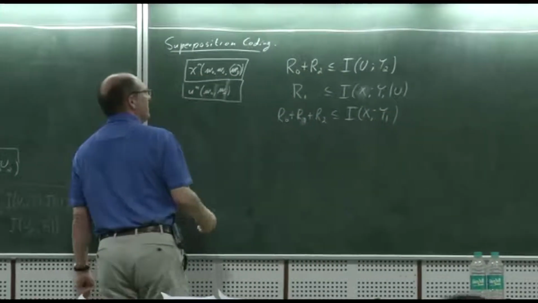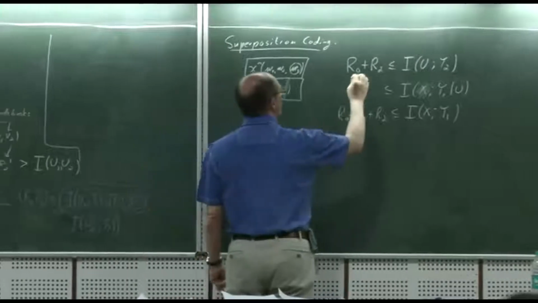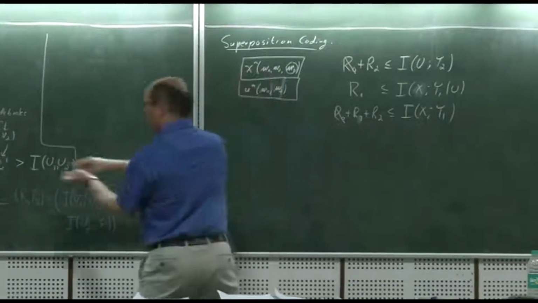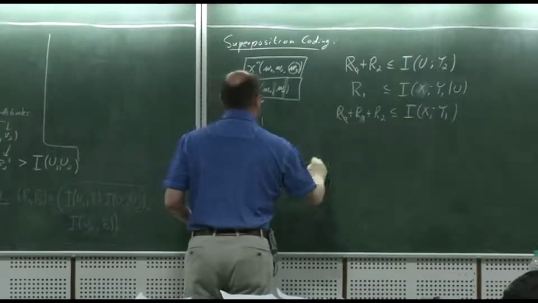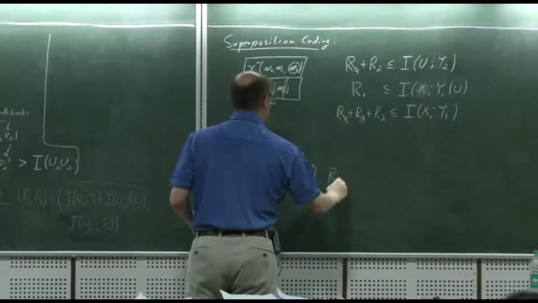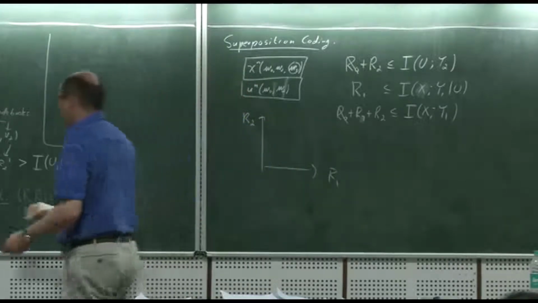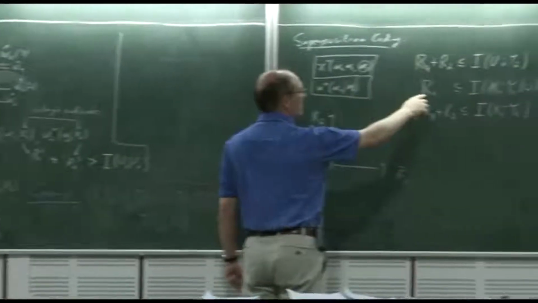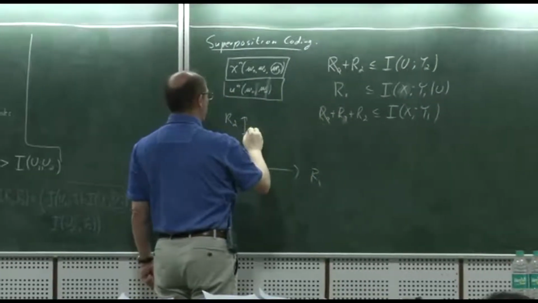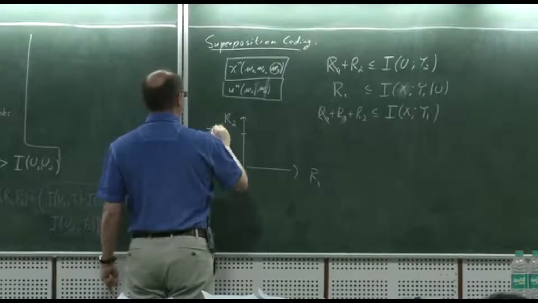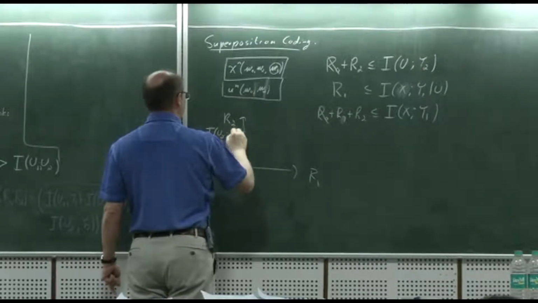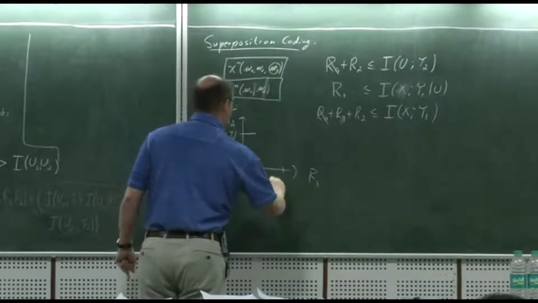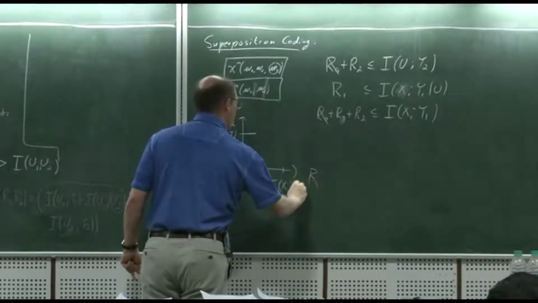So if I plotted it just with R1 and R2, let's just take out the R0 so we can plot it like here. R1, R2. Then we'll again get a pentagon of some kind in general. We'll get an R2 bound, which is the same as over here, I(U;Y2). And here we'll get a different rate than this, namely I(X;Y1|U).